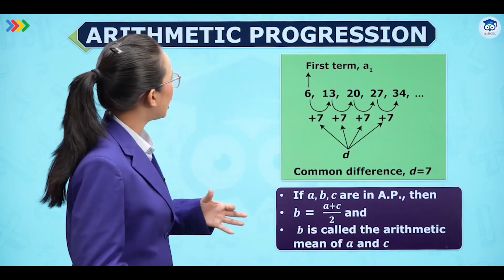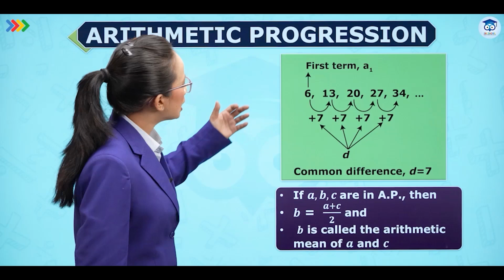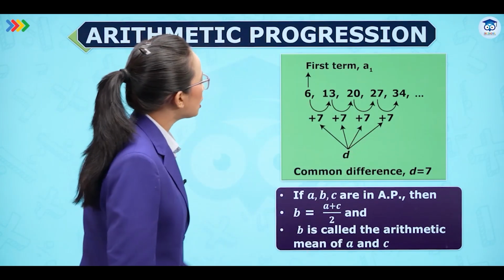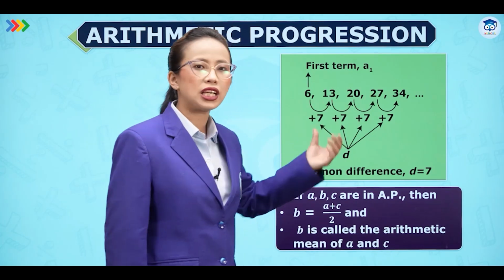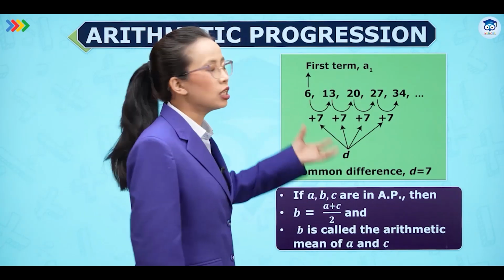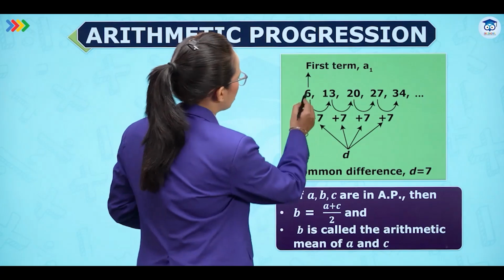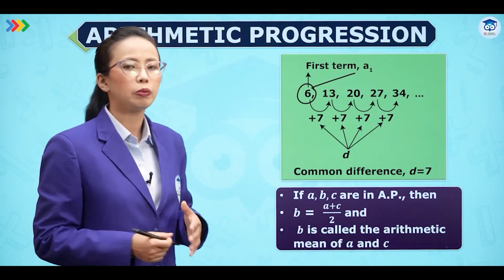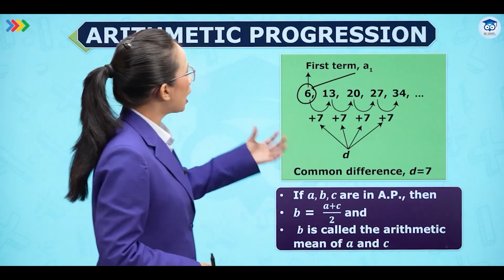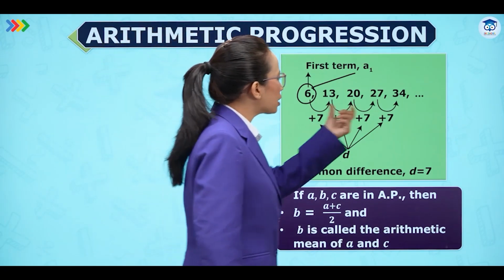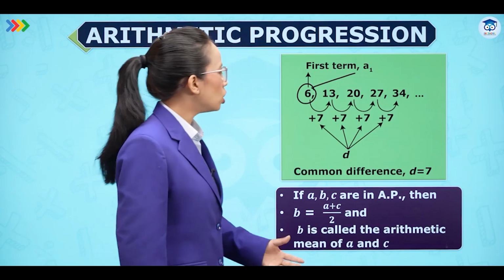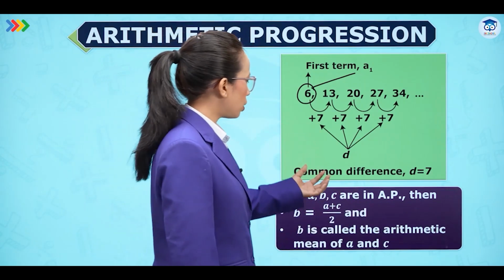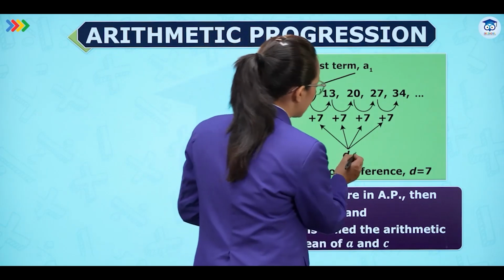Moving ahead, suppose we have 6, 13, 20, 27 and 34. We can see that each term is increased by 7 from the consecutive numbers. So the first number is known as the first term, which is denoted by A1 or simply A. Then we have a fixed number which is increased here, so it is known as the common difference, which is denoted by D.